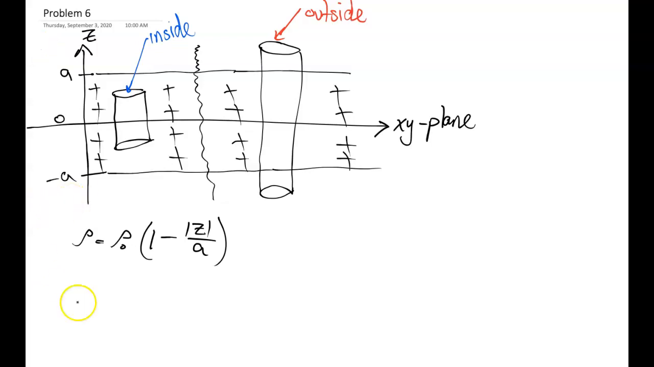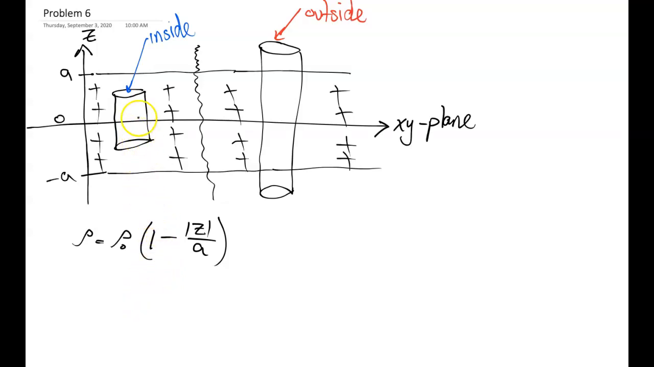So in this problem, we have a slab in the xy plane. Because of symmetry, it has a thickness of 2a, so I broke it down from 0 to a and 0 to negative a, so that is still a 2a thickness. We're given that the charge density is rho equals some rho constant times 1 minus the absolute value of z over a, and we're asked to find the electric field inside and outside the slab.